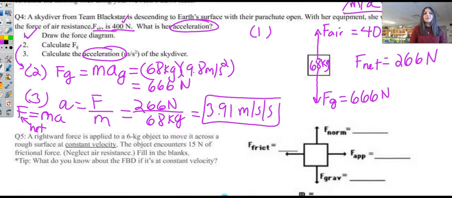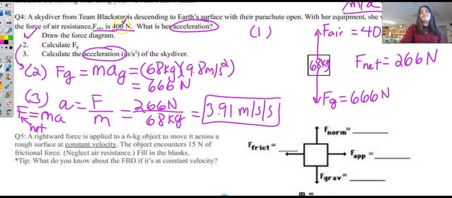So in this question here, there was a skydiver, and it was asking what her acceleration was. What we figured out was they told us that she weighs 68 kilograms, so we were able to put that in. If you know her mass, you can calculate her weight by doing 68 times 9.8. That's called Fg. So whenever you know the mass, you can always figure out Fg using this equation. So that's how we got the 666.